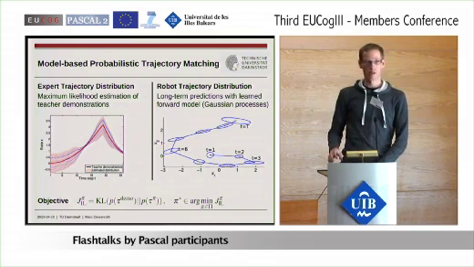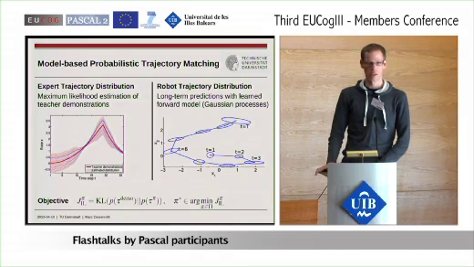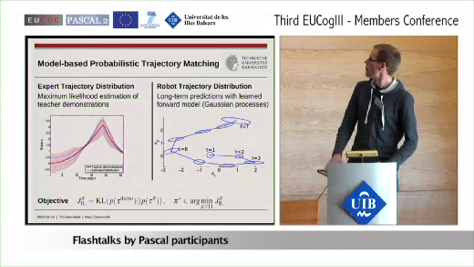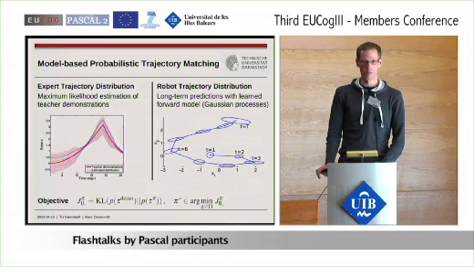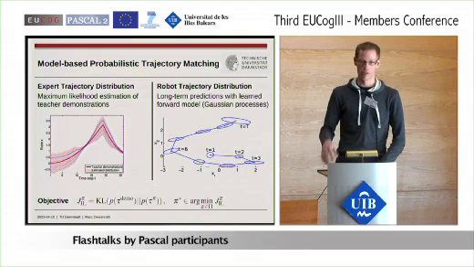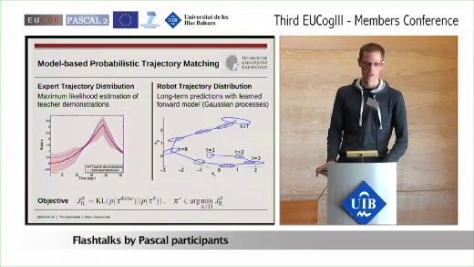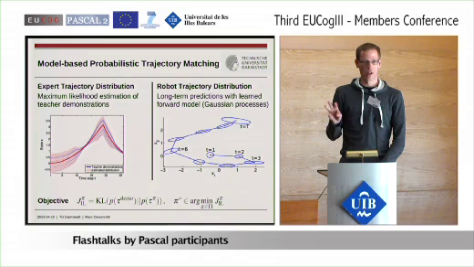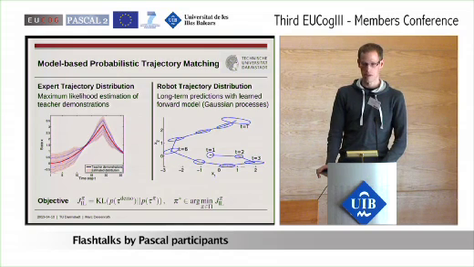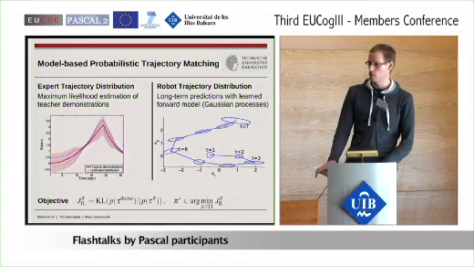We approximate the demonstrated probability distribution over trajectories by Gaussian distributions, and we do maximum likelihood estimation of the Gaussian parameters, mean and variances. For the robot trajectory, we use Gaussian processes and predict them long-term ahead. So we do approximate inference for creating these predicted trajectories. And then the objective in our imitation learning setup is to minimize the KL divergence between the probability distribution over predicted trajectories and the probability distribution over demonstrated trajectories.